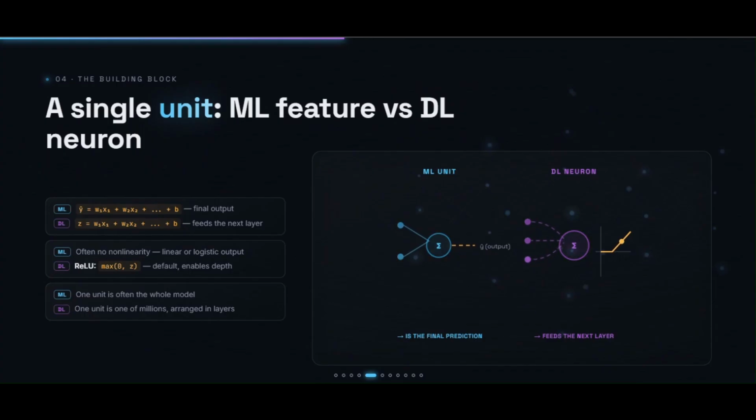At first glance, a neuron looks similar to a simple ML model. Both multiply inputs by weights, add the bias, and compute a value. But their purpose is different. In many ML algorithms, that computation directly produces the final prediction. In deep learning, each neuron is just one tiny building block. After the weighted sum, an activation function like ReLU introduces nonlinearity, and the output is passed to the next layer. Millions of these neurons work together to learn highly complex patterns.